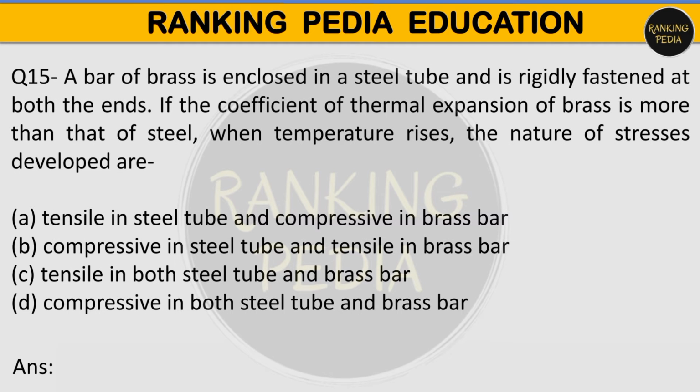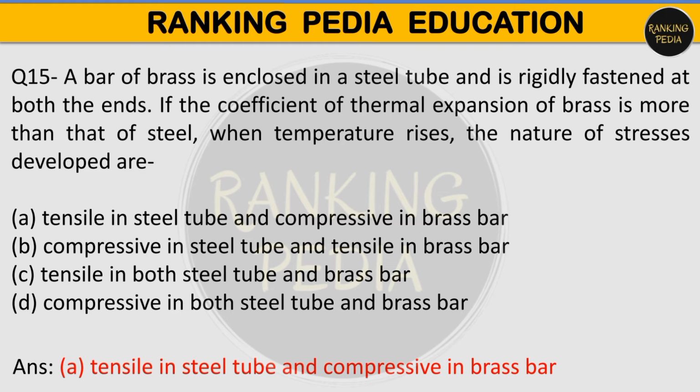Next question is, a bar of brass is enclosed in a steel tube and is rigidly fastened at both the ends. If the coefficient of thermal expansion of brass is more than that of steel, when temperature rises, the nature of stresses developed are. So your options are mentioned over here. So you have to take one option which is correct. So that is your tensile in steel tube and compressive in brass bar. Option number A is correct.